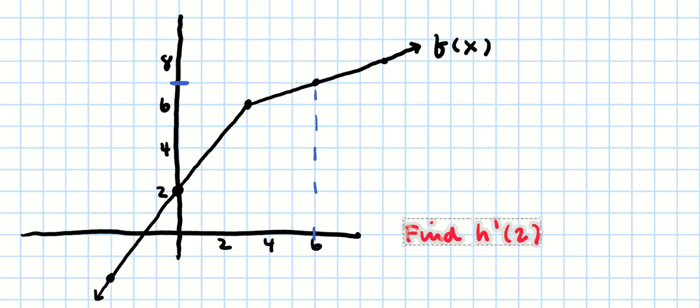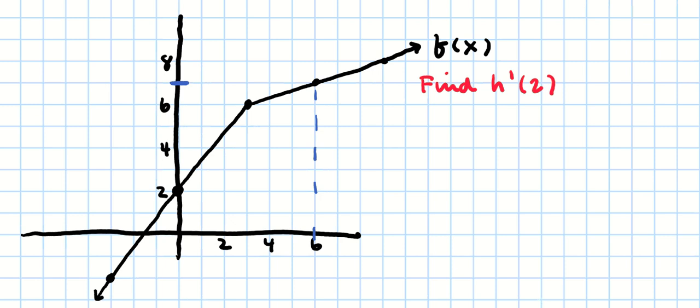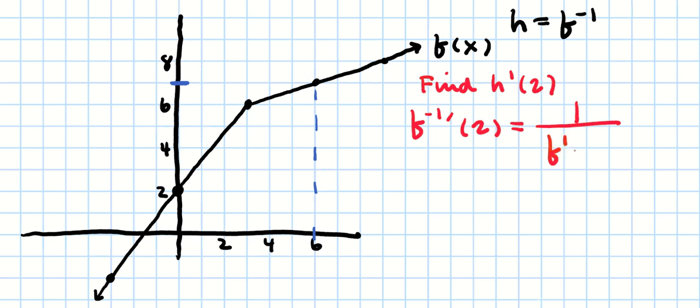So in finding h prime of 2, we know that h is f inverse. Oops, forgot to write that. I guess I erased it. All right, h prime of 2 is f inverse prime of 2. We've got a formula for that. That's 1 over f prime of f inverse of 2.